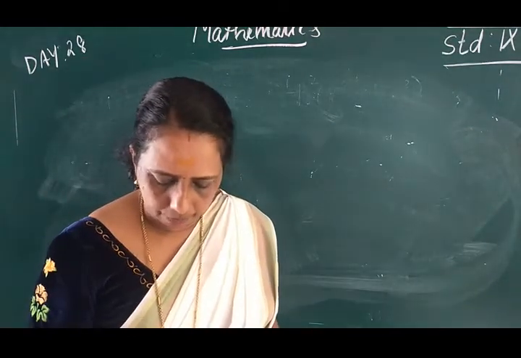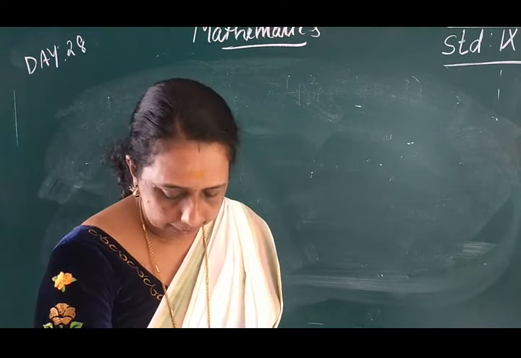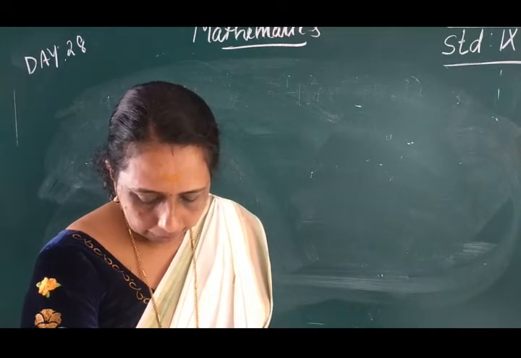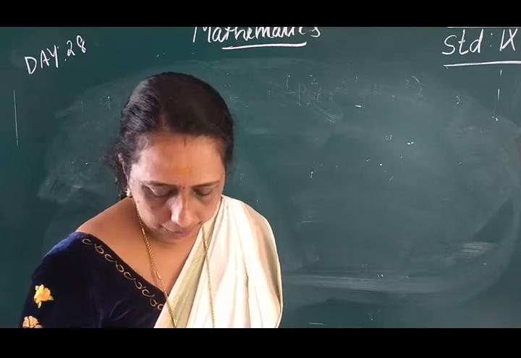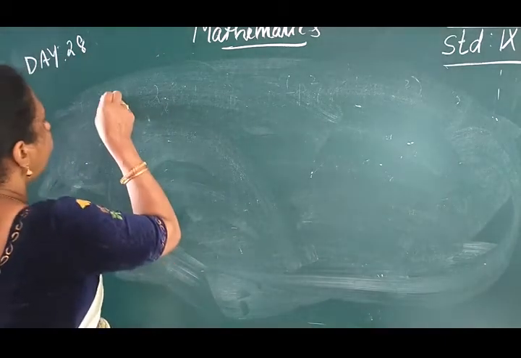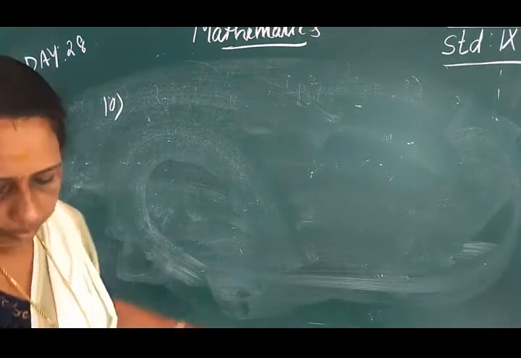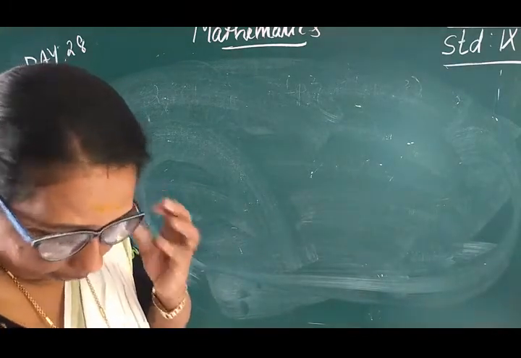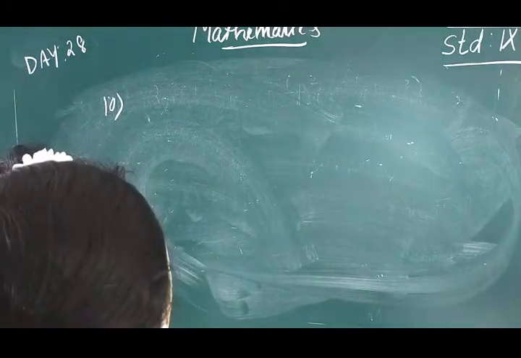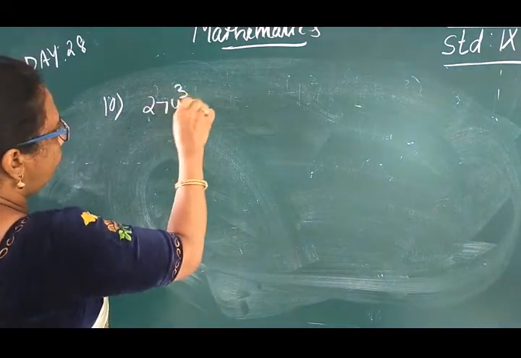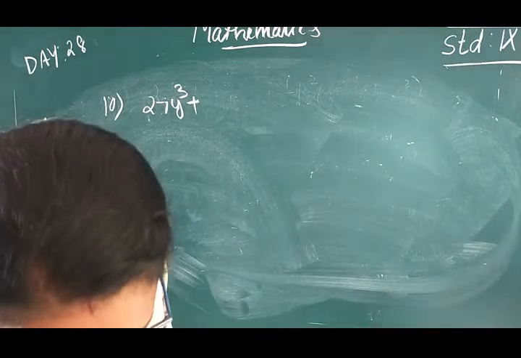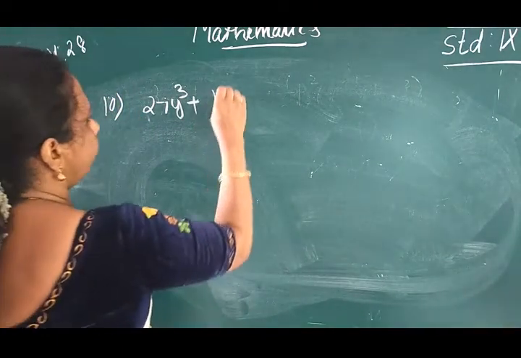Remaining portions, the problems from the 11th onwards, are deleted this year. Deleted portion. So the 10th question: factorize the following. The 10th one. Based on this identity, write the factors. 27y cube plus 125 z cube.